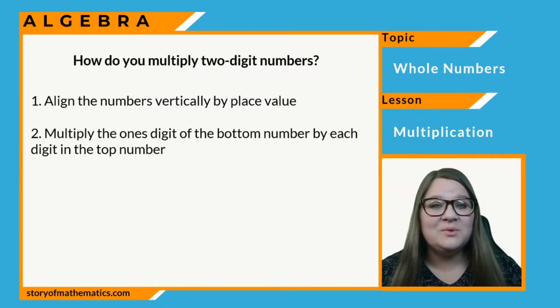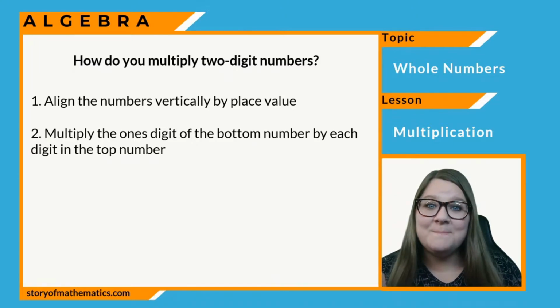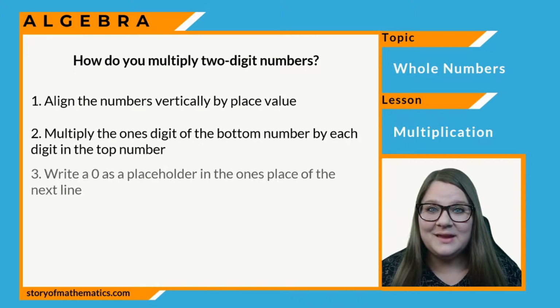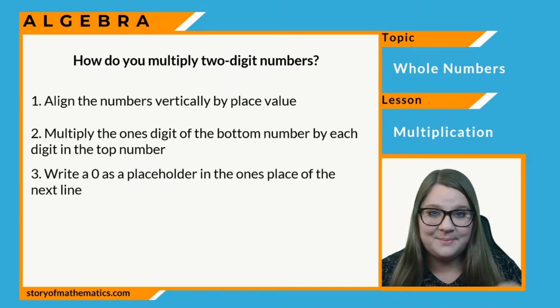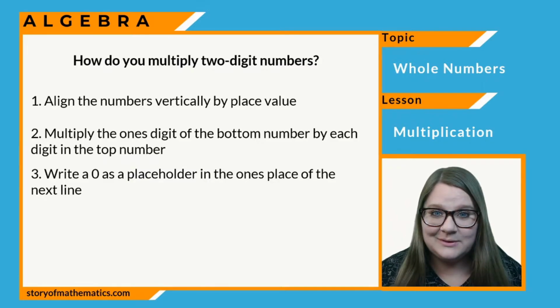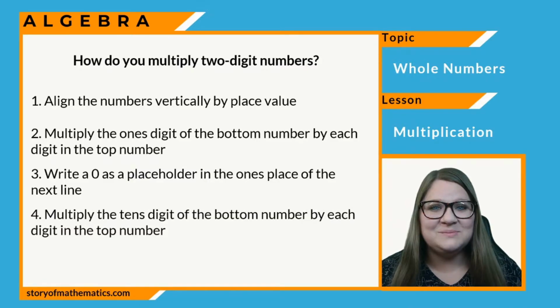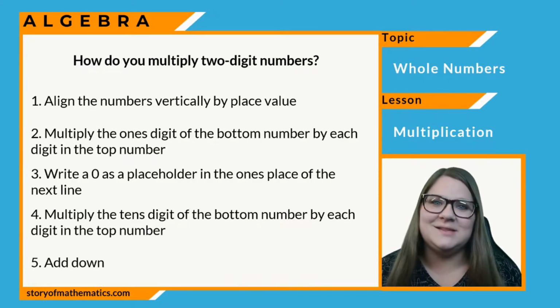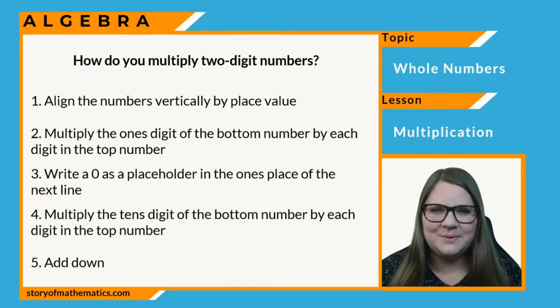After that, we're going to multiply the ones digit of the bottom number by each digit in the top number. Then we're going to place a 0 as a placeholder in the ones place of the next line down. And after that, we'll be able to multiply the tens digit of the bottom number by each digit of the top number. Once we have these two values, we're going to then add them together to get our final answer. Let's put this into practice.